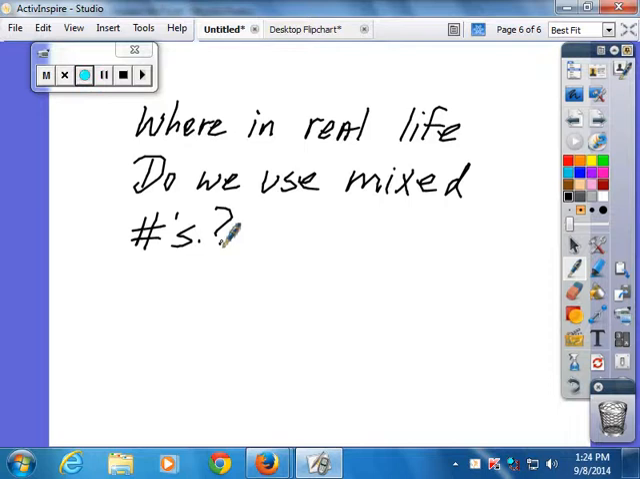Why do we use mixed numbers? Units of measurement. Write that down. So if your question is asking for a unit of measurement like cups, feet, gallons, then you need to change that improper fraction into a mixed number. Have you ever used 11/5 cups of flour?